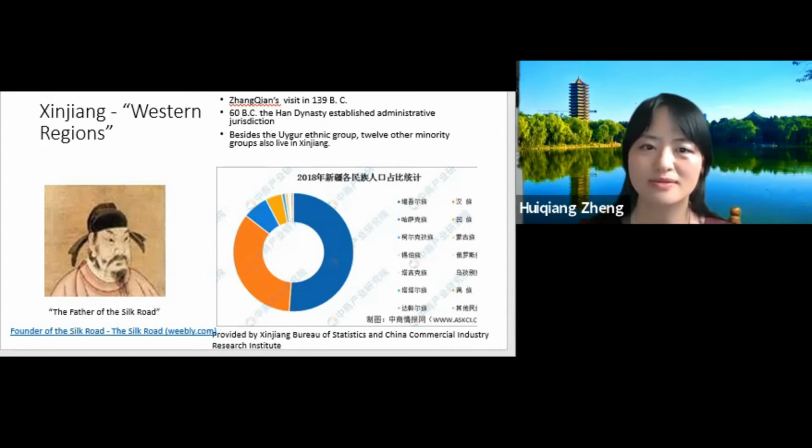Although he was not able to form the alliance, he did bring back many goods from the people he met, and he also introduced silk to the West. Zhang Qian is often considered to be the father of the Silk Road. As early as 60 BC, the Han Dynasty established administrative jurisdiction over Xinjiang.